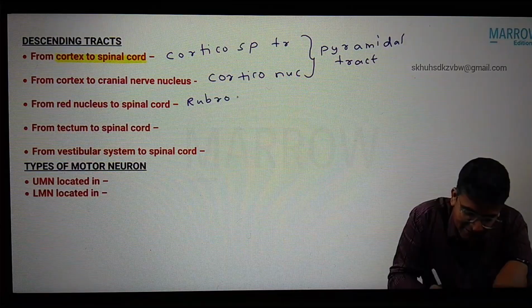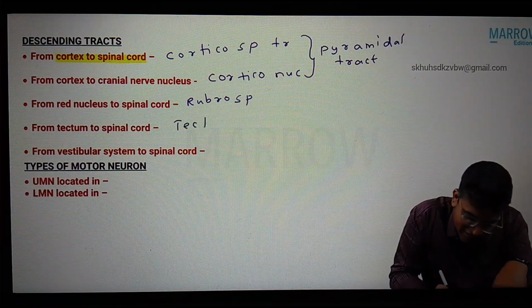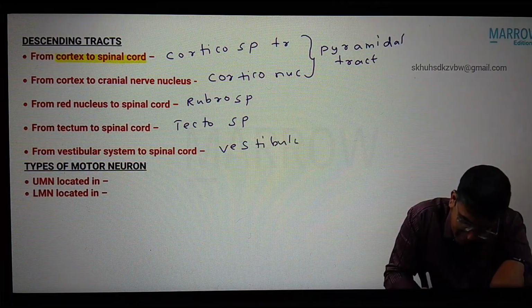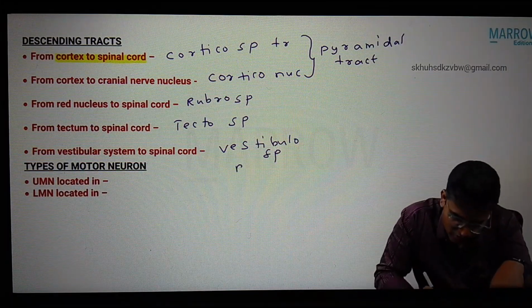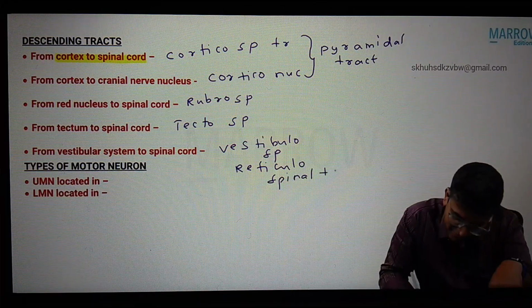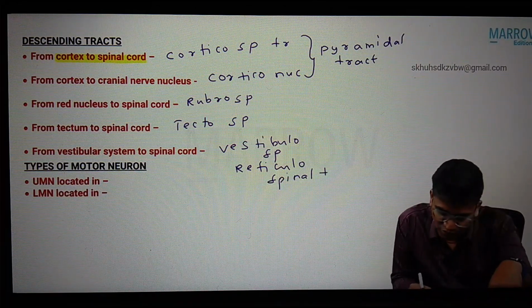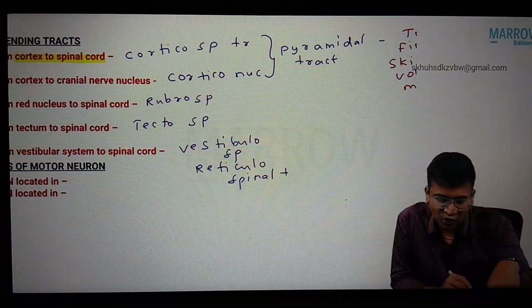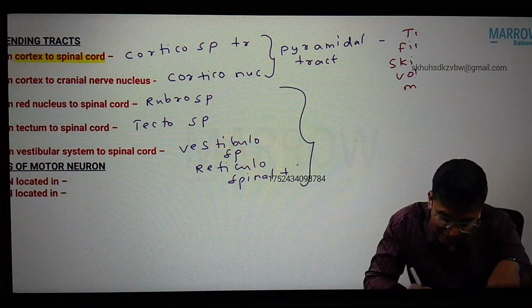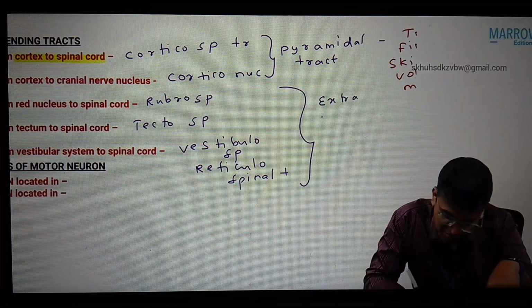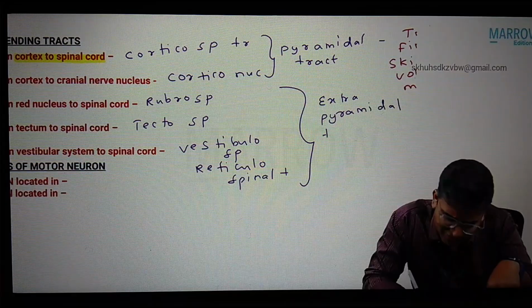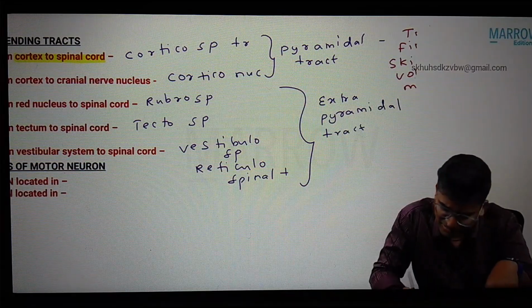Now all the remaining tracts: the rubrospinal tract, the tectospinal tract, the vestibulospinal tract, and we also have one more tract, the reticulospinal tract. These four tracts, rubrospinal, tectospinal, vestibulospinal, and reticulospinal, are called the extrapyramidal tract. Now what is the function of the extrapyramidal tract?